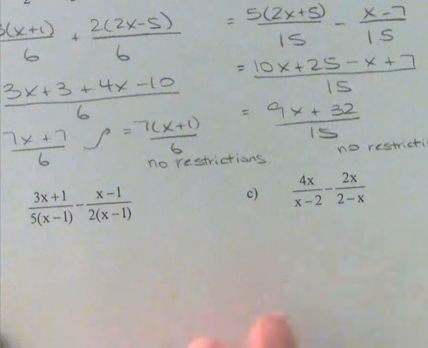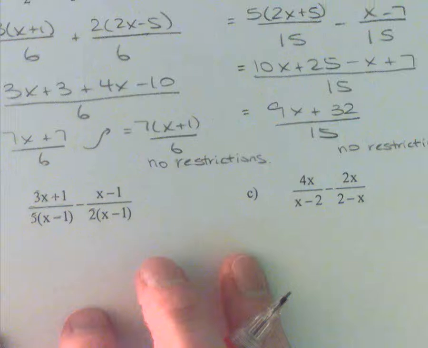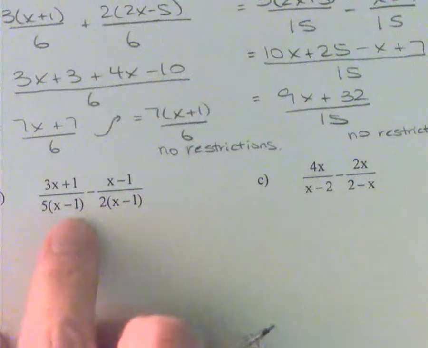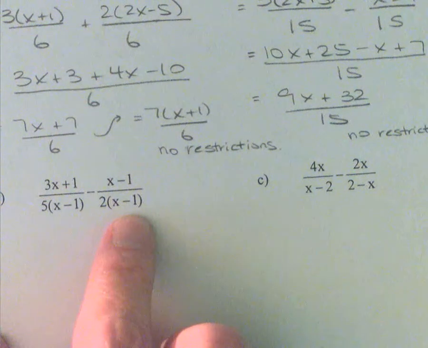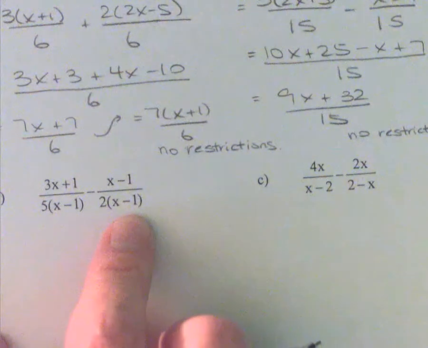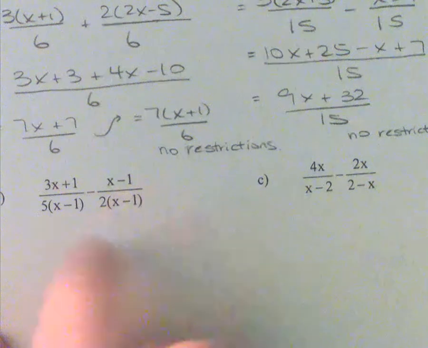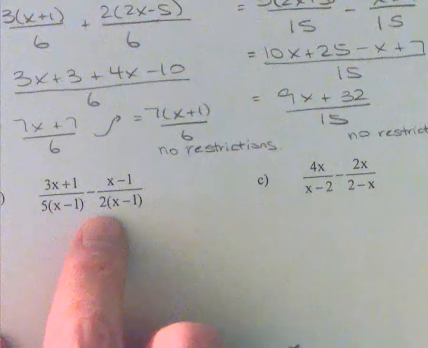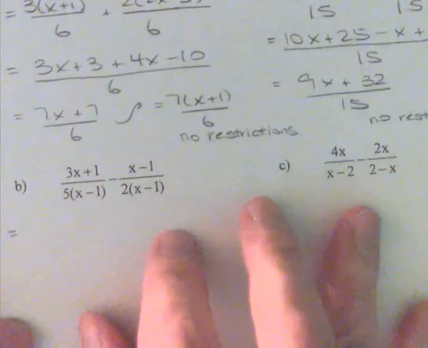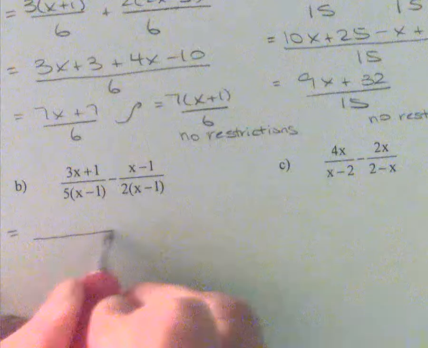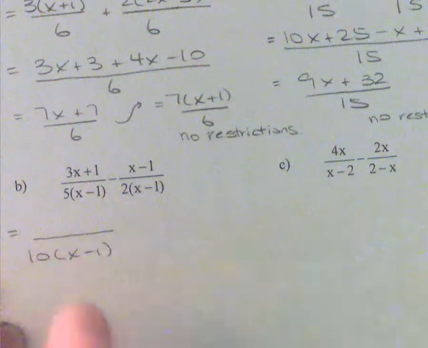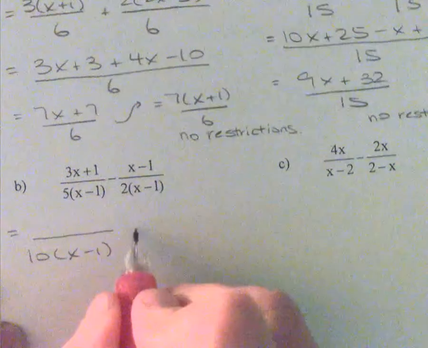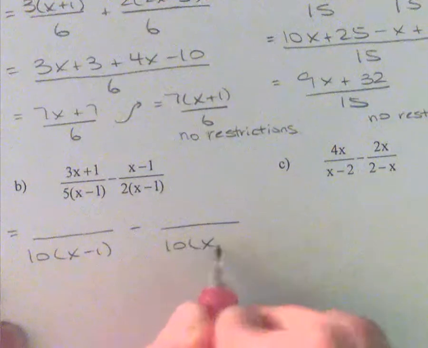Okay, let's look at one where we actually do have some x's on the bottom. So in this case, I have an x minus 1 and an x minus 1 in both. So they have that in common. So when creating a common denominator, we don't need that as an extra thing. I have a 5 and a 2, which will create a 10. So my common denominator will be 10 times x minus 1 because they both had this, and then this needed to become 10 to create the common denominator. And I'm going to say 10 times x minus 1.